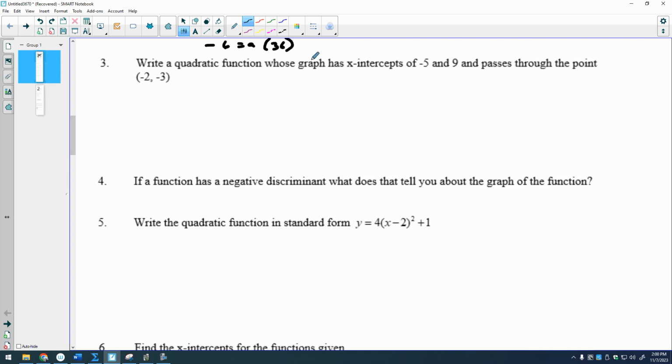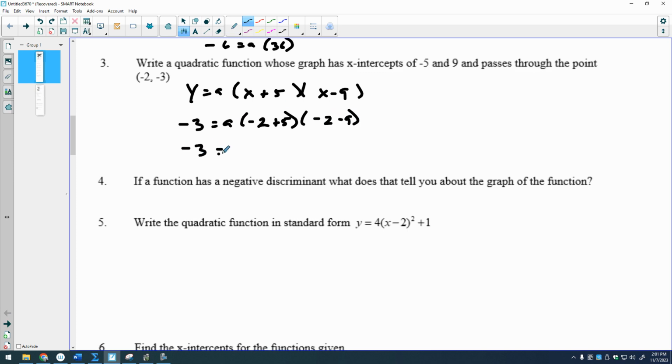Question 3. Now we're in intercept form. Write a quadratic function whose graph has x-intercepts. So it's going to be y equals a, and then I have my two factors that give me the x-intercepts. So I have x plus 5 in this parentheses, and I have x minus 9 in this parentheses. Find the right a value so that my graph passes through that point. So y is a negative 3, x is a negative 2.